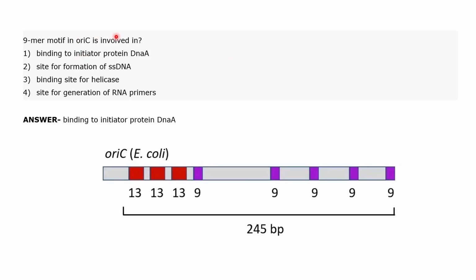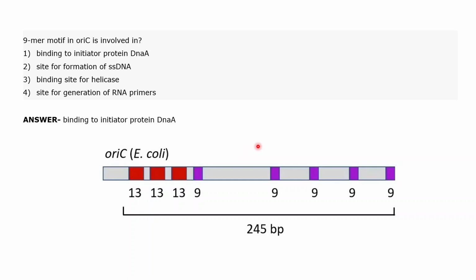This is the structure of the region present in E. coli DNA, that is ORIC, the origin of replication complex. It is about 245 base pairs in length, and there are two different motifs, a 13-mer motif and a 9-mer motif. There are 3 13-mer motifs present here. You can see 3 red boxes, each denoting 13 nucleotides that are quite similar to each other.